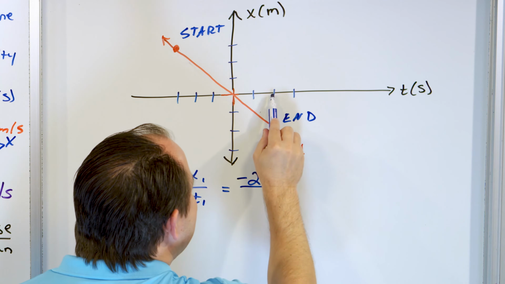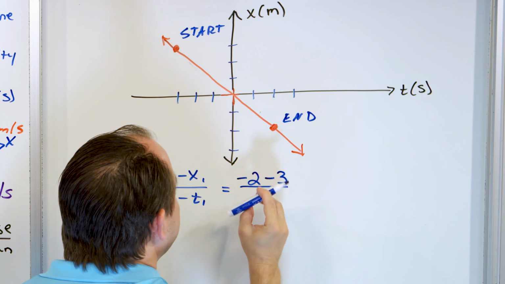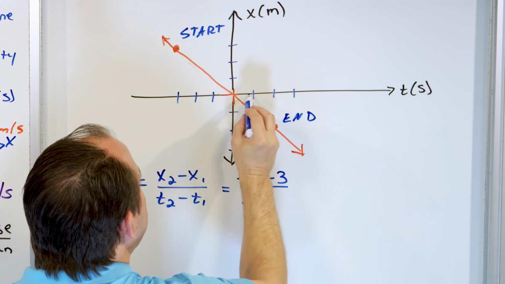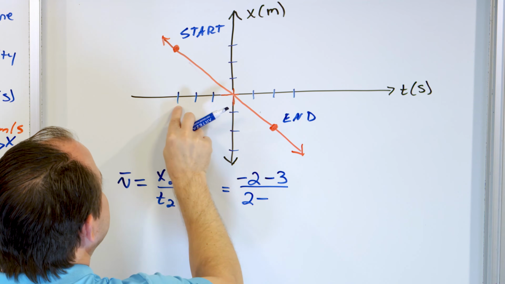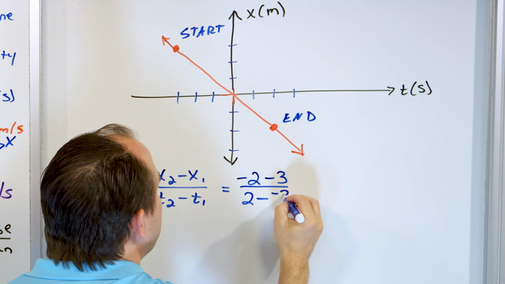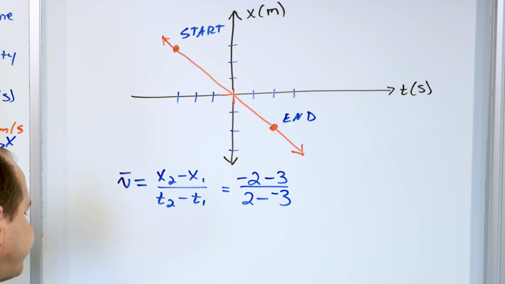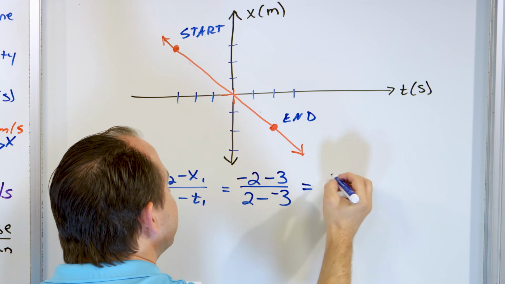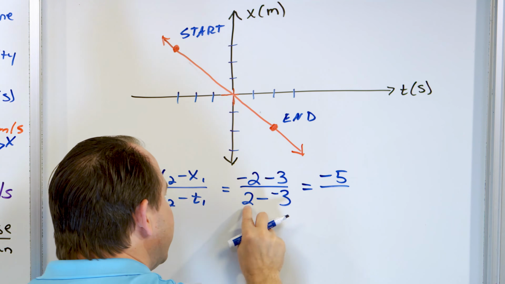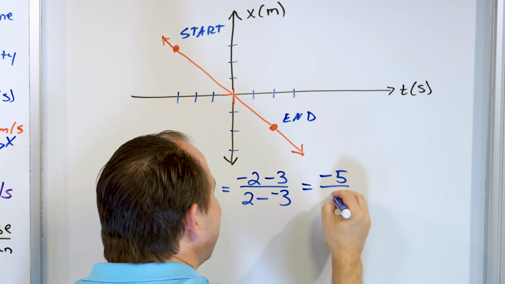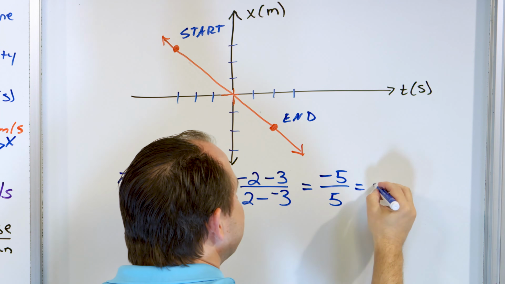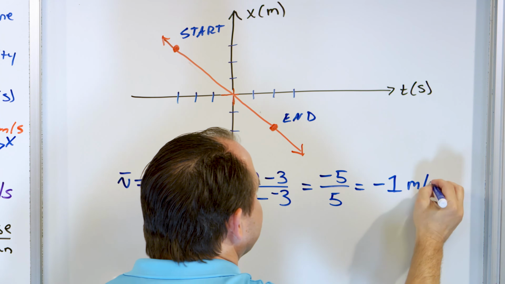Now the final time is 2 seconds. This is 2 seconds. And the initial time is way over here. This is -3 seconds right here. So all we're doing is looking at final minus initial for the x and for the t. So what do we get here? -2 minus 3 is -5. Here we get 2 plus 3. That'll be a +5. And what we get when we divide is -1 meter per second.